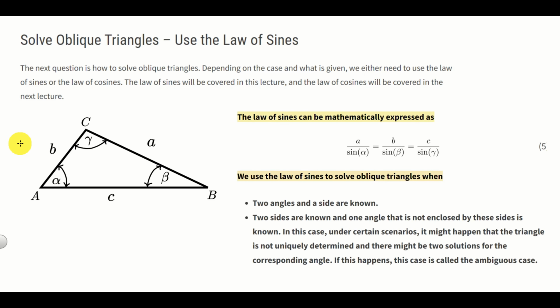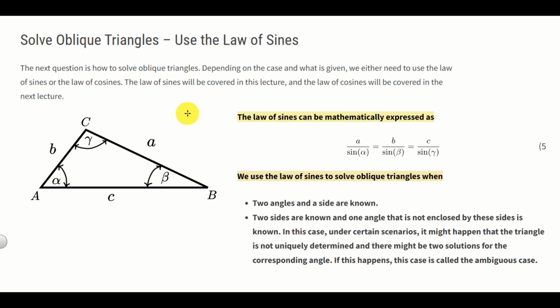The next natural question is how to solve oblique triangles. Depending on the case and what is given, we either need to use the law of sines or the law of cosines. The law of sines is covered in this lecture and the law of cosines will be covered in the next lecture.